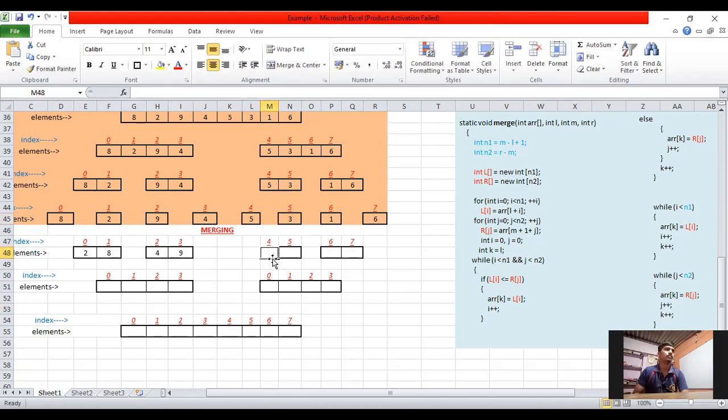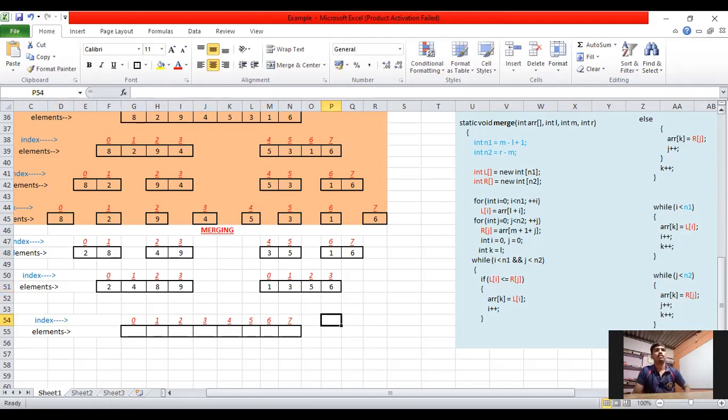Then we get 3, 5, and 1 and 6. Then we merge these two lists. We get 2, 4, 8, and 9. And here we get 1, 3, 5, and 6.